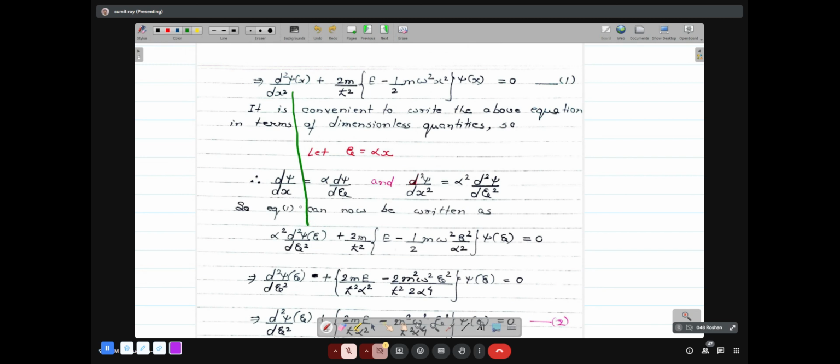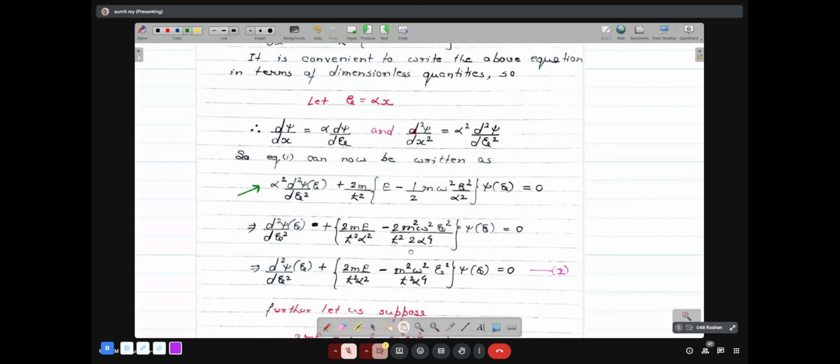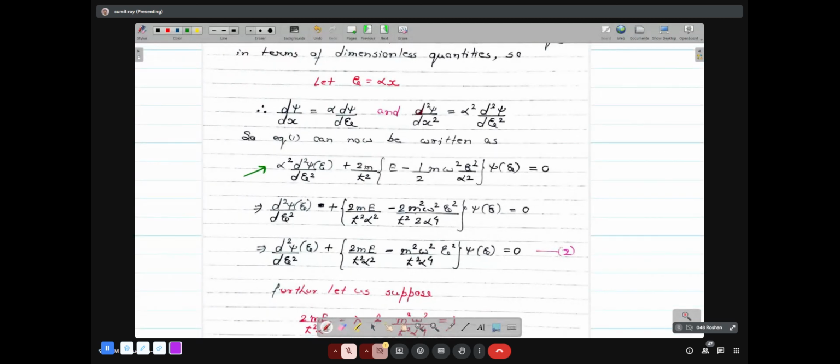Now what about the other terms? 2m by h cut square e minus half m omega square. We are converting x into zeta. So x has been substituted as zeta by alpha. So it is zeta square by alpha square. यहाँ तक okay? Yes, sir. Now this is same, just we have divided throughout by alpha square. तो यहाँ से alpha square eliminate हो गया.